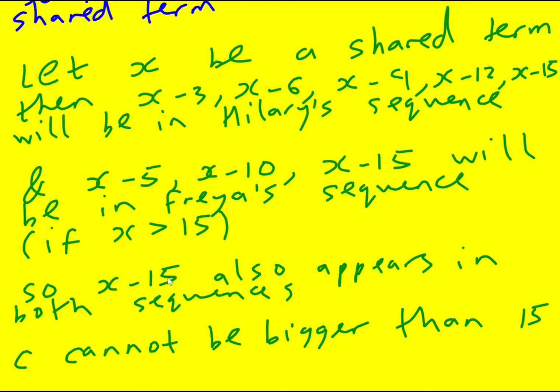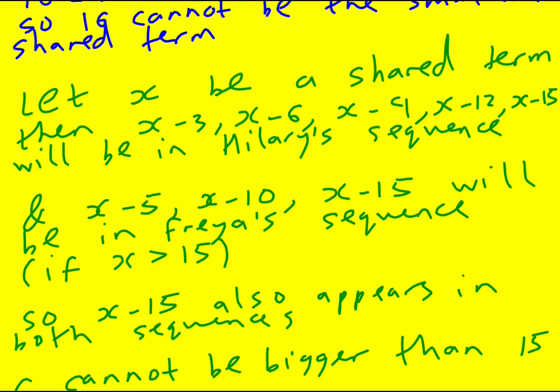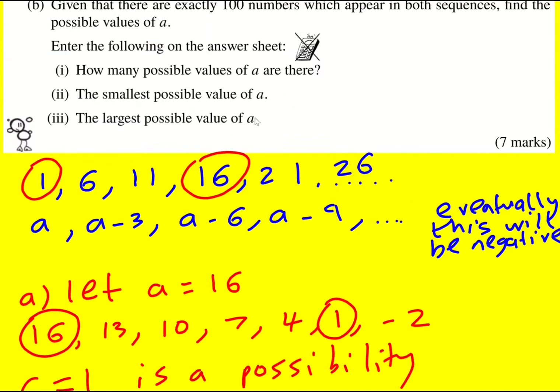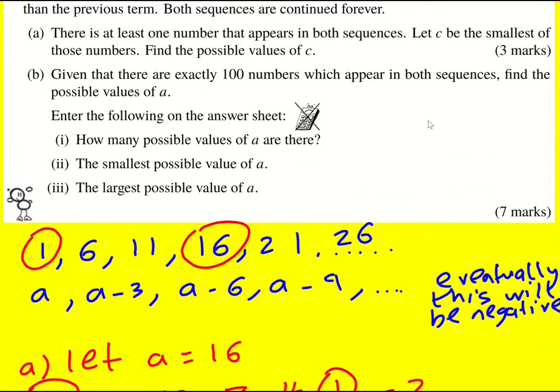And so then x minus 15 appears in both sequences, and that means that if x was the smallest shared term, then it couldn't be, if x minus 15 is also in the sequence. So c cannot be bigger than 15. I feel like that's enough explanation. I'm happy with that, and I hope you are as well.